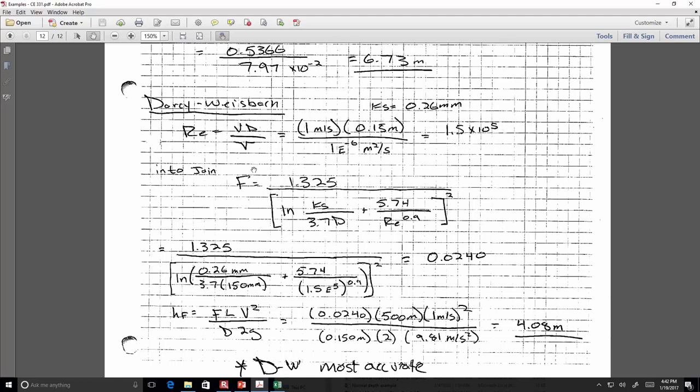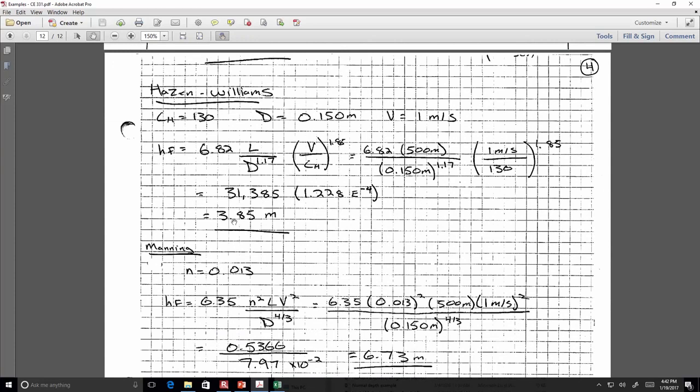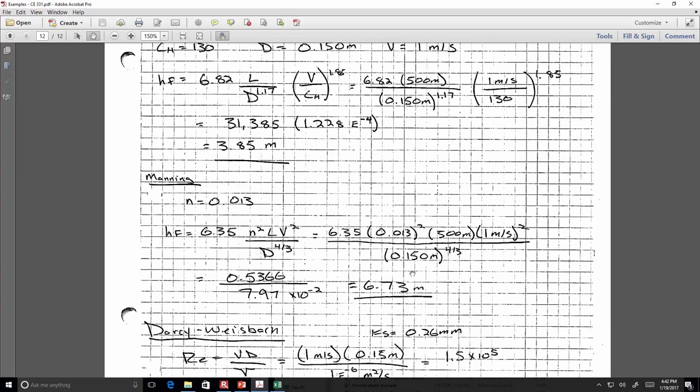So the F value you should be calculating with the Jain equation is 0.024. And then when you substitute that into the Darcy-Weisbach equation, you should get 4.08 meters. We can think of that as the most exact of the estimates. And the Hazen-Williams is pretty close. 4.08 we can think is the accurate answer. 3.85 is fairly accurate. Manning's equation is wrong.